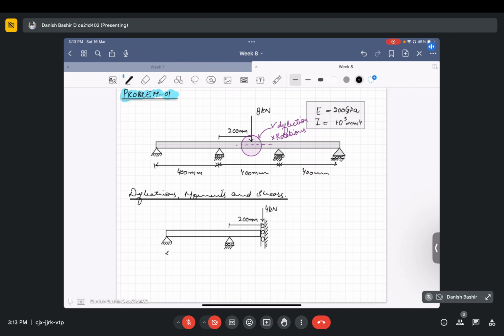Since these are two equal parts, this is of length 400 mm and the other one is 200 mm. I will take this one as element 1 and this as element 2, because there is one intermediate support in between. Then I will write the equations for the individual elements, assemble them to get the global system, put in the boundary conditions, reduce the system, and compute the displacements and rotations.